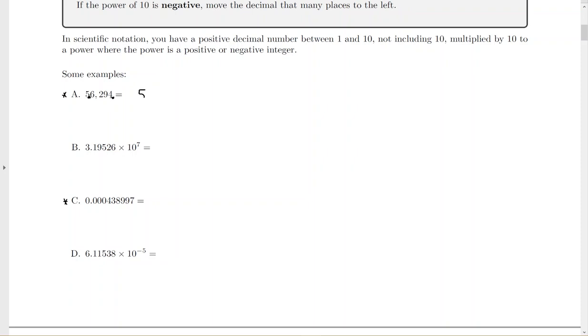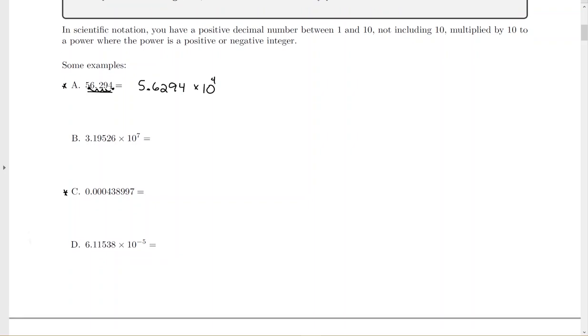So it's 5.6294 times 10, and because this is a big number, the power is going to be positive. And then you count over 1, 2, 3, 4, and that's the number in scientific notation.